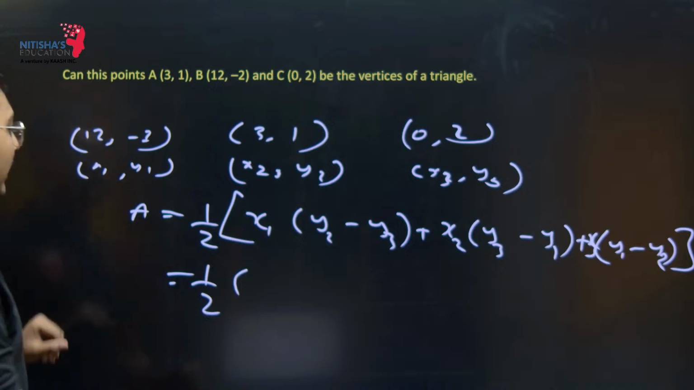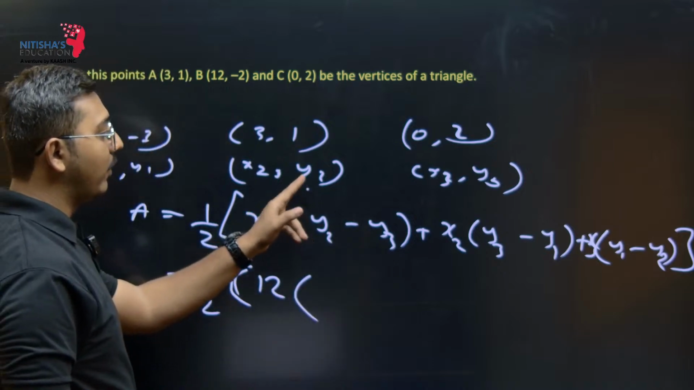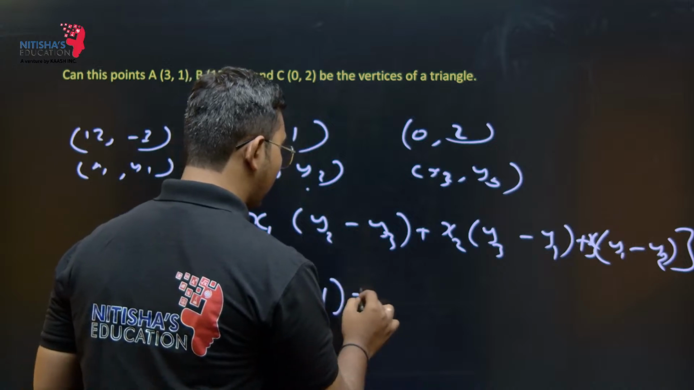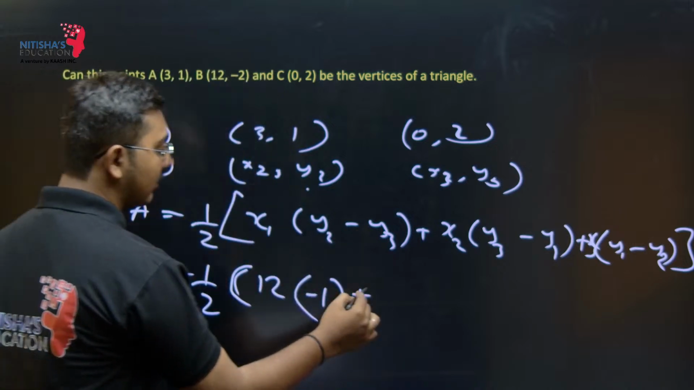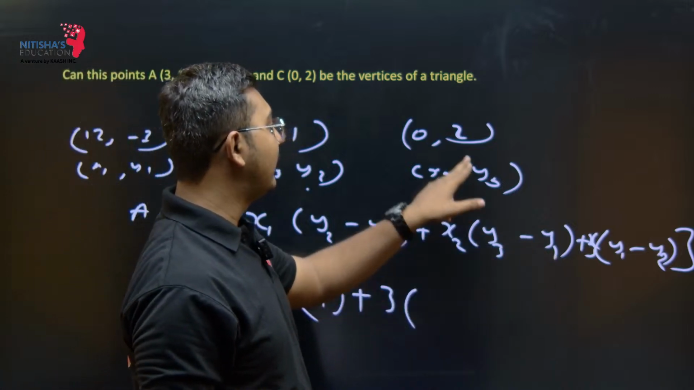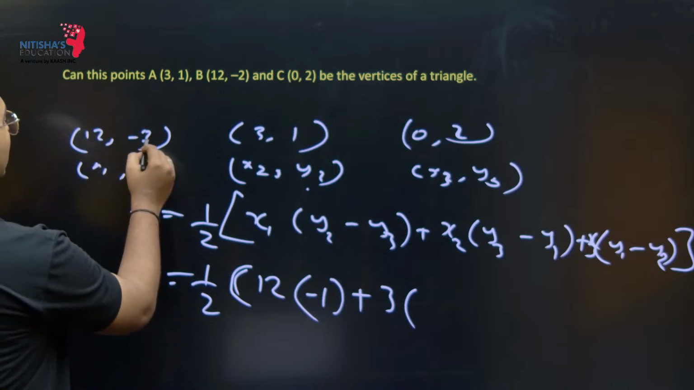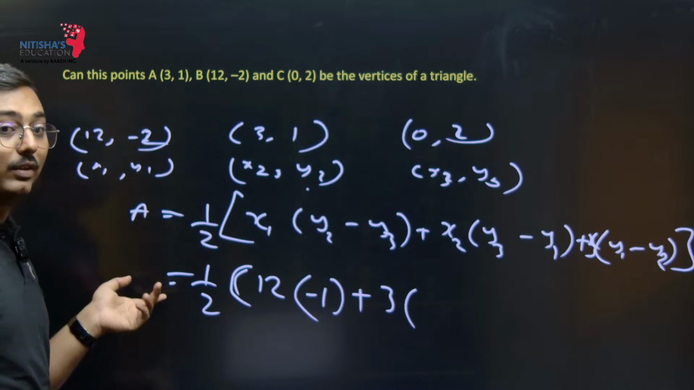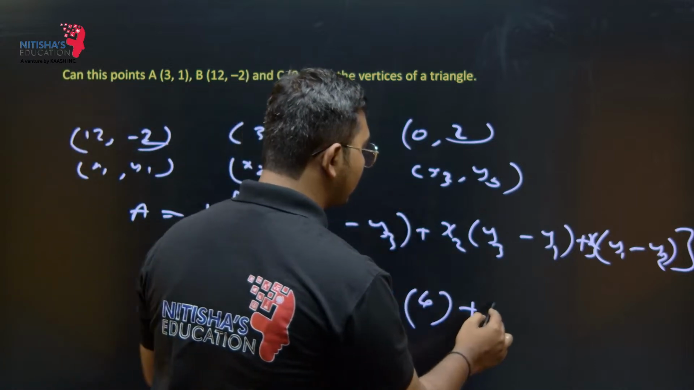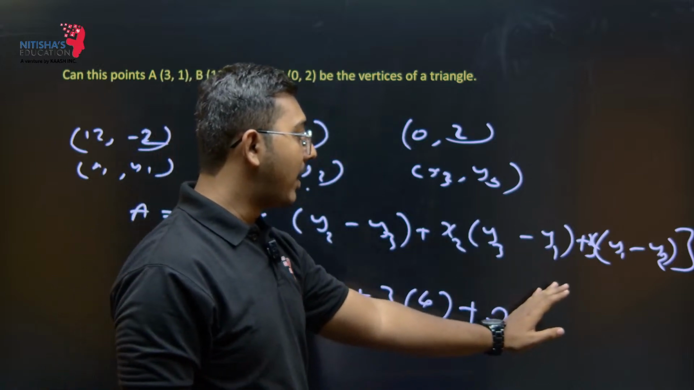What is x1? It is 12. So 12 comma y2 minus y3, which is 1 minus 2, which is minus 1, plus x2 is 3 bracket again y3 and y1, y3 is 2, y1 is minus 2, so 2 minus minus 2, which is equal to 4, plus x3 times y1 minus y2. Now x3 is 0, so all this part will be 0.